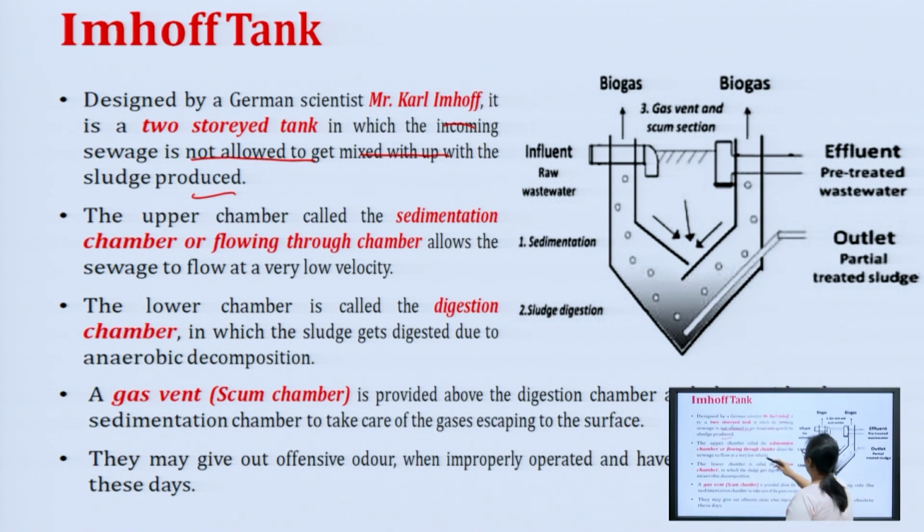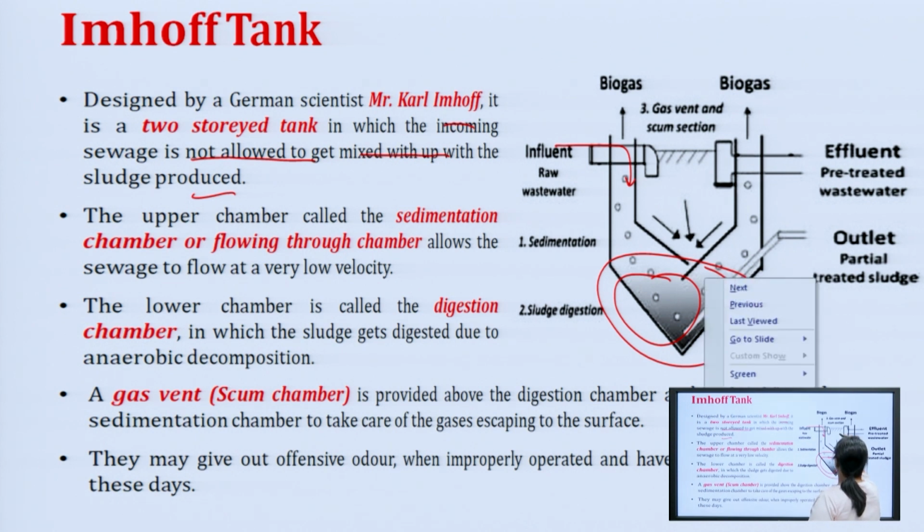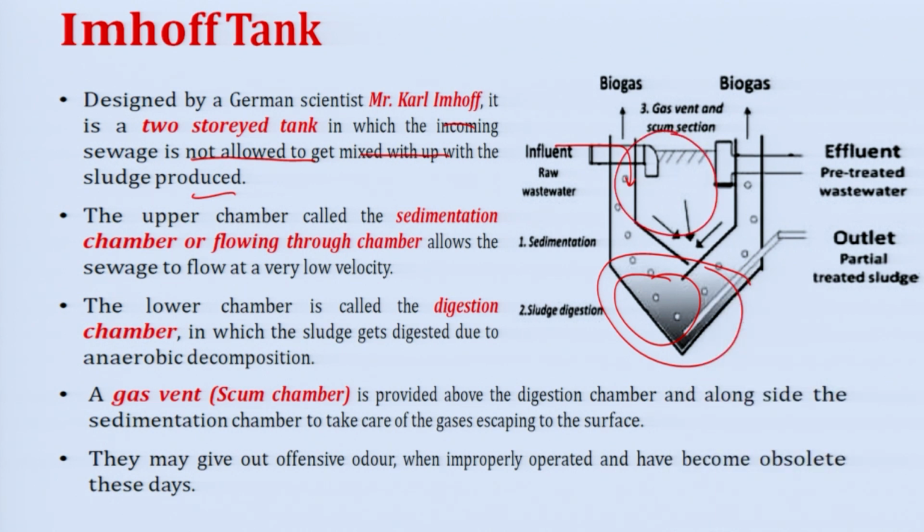So, the raw wastewater is coming in here and the sludge will settle here. The upper chamber is called the sedimentation chamber, or the flow through chamber, which allows the sewage to flow at a very low velocity, and the lower chamber is called the digestion chamber, in which the sludge gets digested due to anaerobic decomposition. This is called the digestion chamber, and this part is called the sedimentation chamber. Gas vent or scum chamber is provided above the digestion chamber and alongside the sedimentation chamber to take care of the gases escaping from the surface.